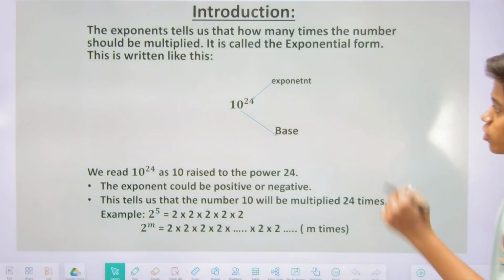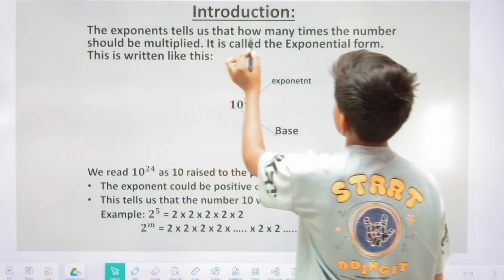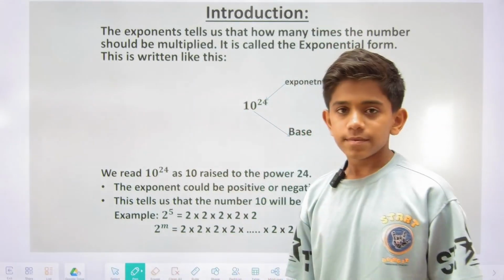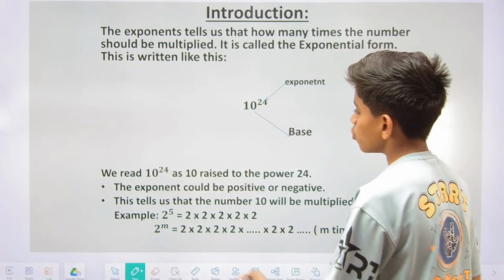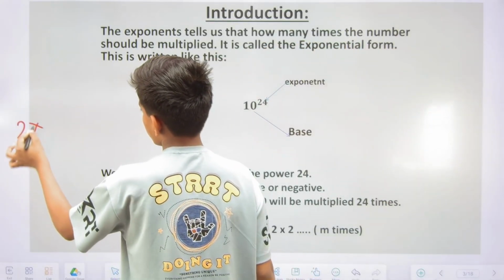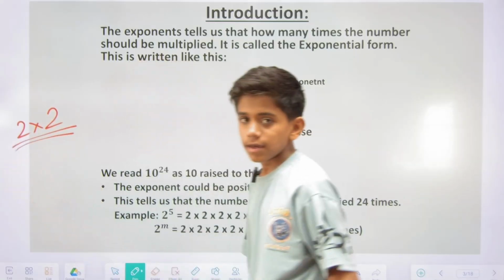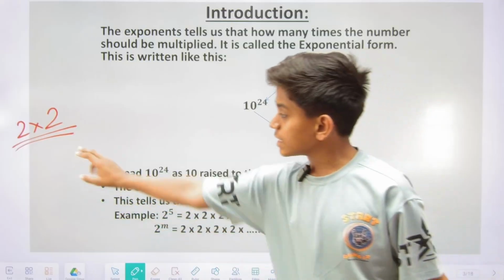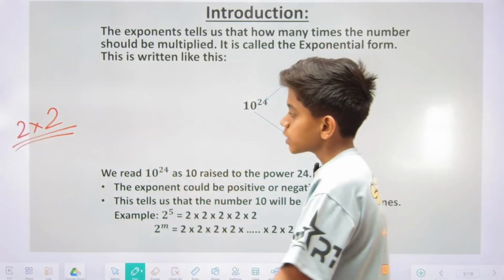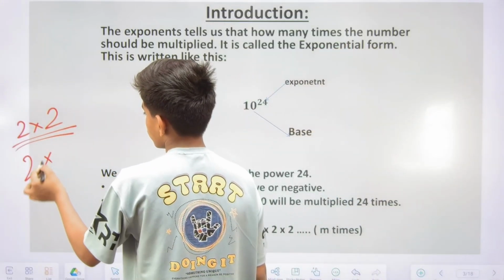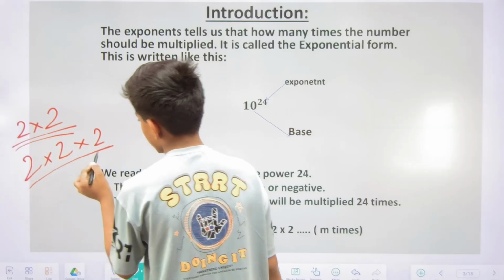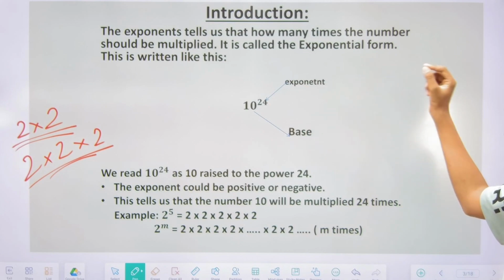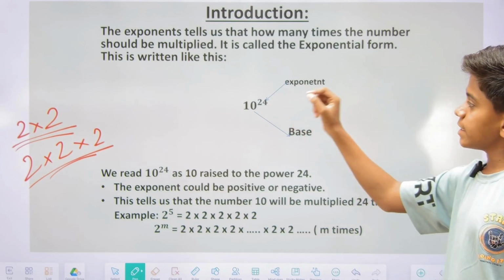Chapter 12, Introduction. The exponents tell us how many times the number should be multiplied. Suppose you need to multiply 2 two times. How would you write? 2 into 2, right? But by these exponents, we have a new idea of writing these things in a different manner. Suppose you want to write 2 three times. 2 into 2 into 2. You would write like this, right? So how many times it should be multiplied is called the exponential form, and it is written like this.